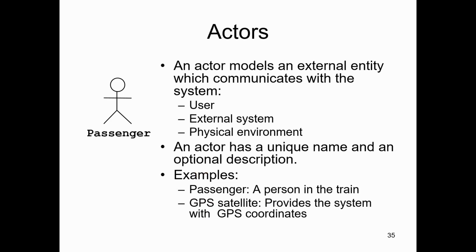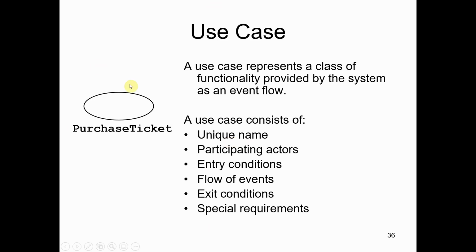Before we talk about individual use cases in detail, we already talked about the actor, which can be a user, an external system, the physical environment, and so on. So a use case is not a simple oval shape. It consists of a name and participating actor, entry condition, flow of events, exit condition, and special requirements. This is what happens when you double click on this oval shape. It pops up a window, and you enter this information into that window.